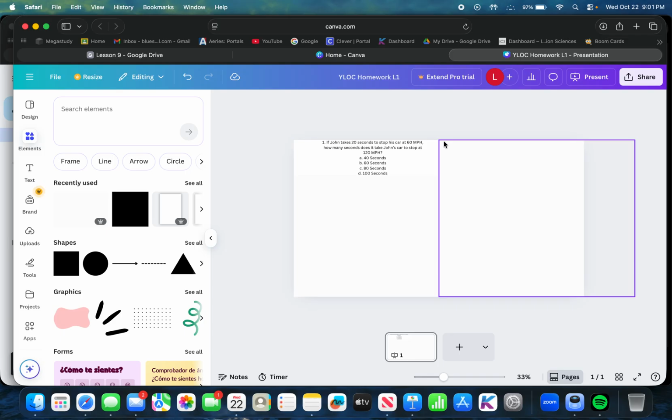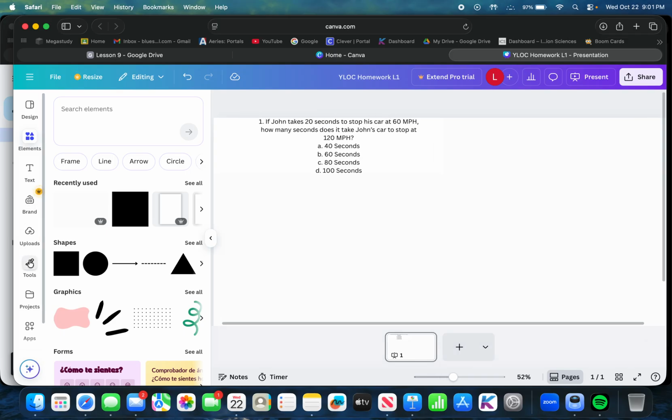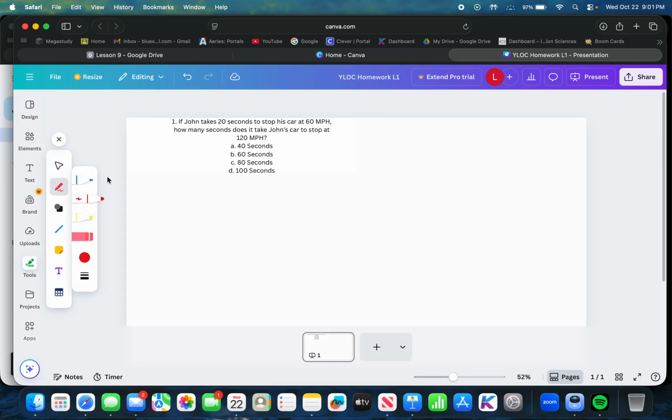Now let's get started. Number 1. If John takes 20 seconds to stop his car at 60 miles per hour, how many seconds does it take John's car to stop at 120 miles per hour? So this is a simple set of proportions.